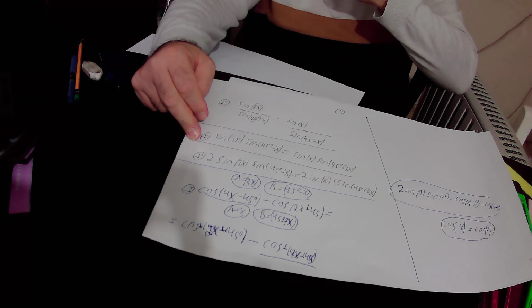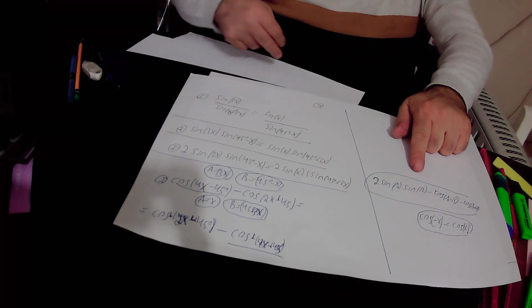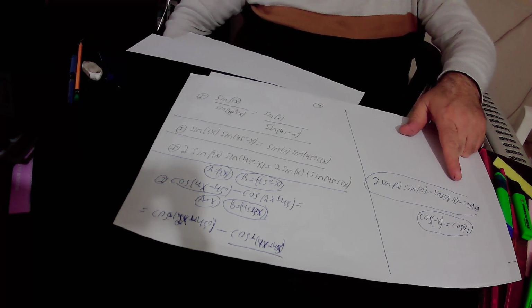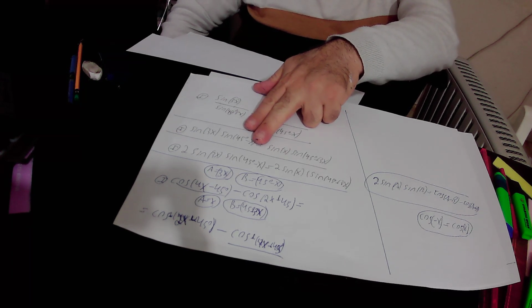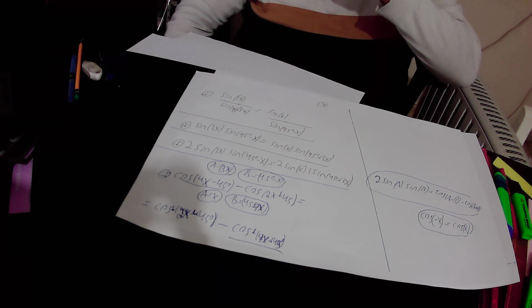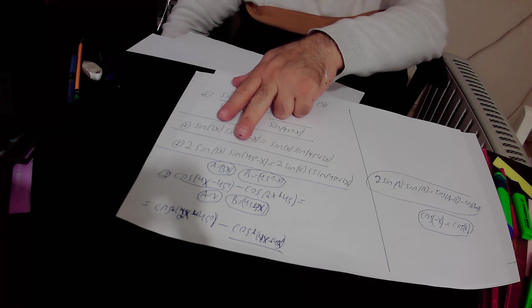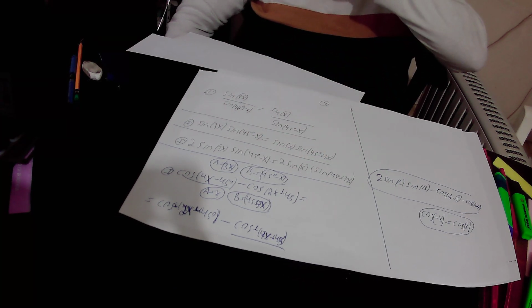Then we use the trigonometric identity that 2 sine A times sine B equals cosine A minus B minus cosine A plus B, in order to simplify this expression. And we got that this side equals cosine 4x minus 45 degrees minus cosine 2x plus 45 degrees.